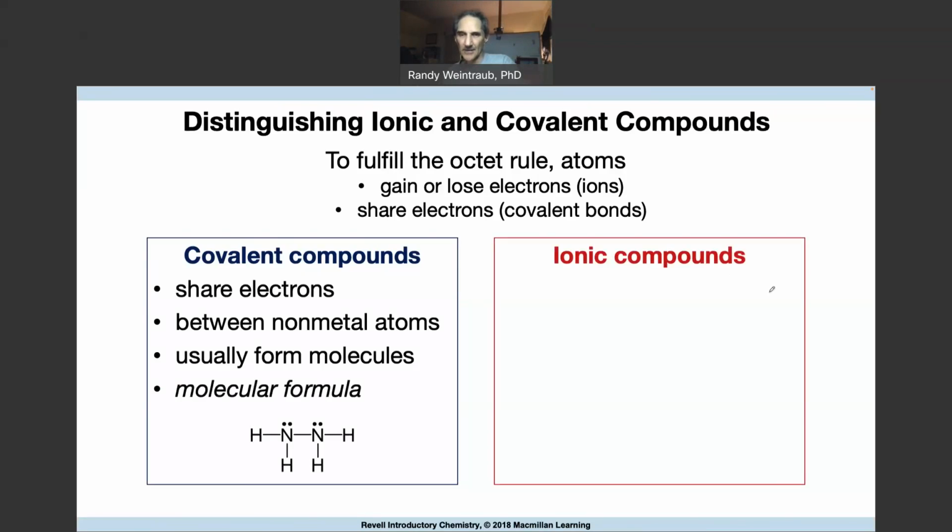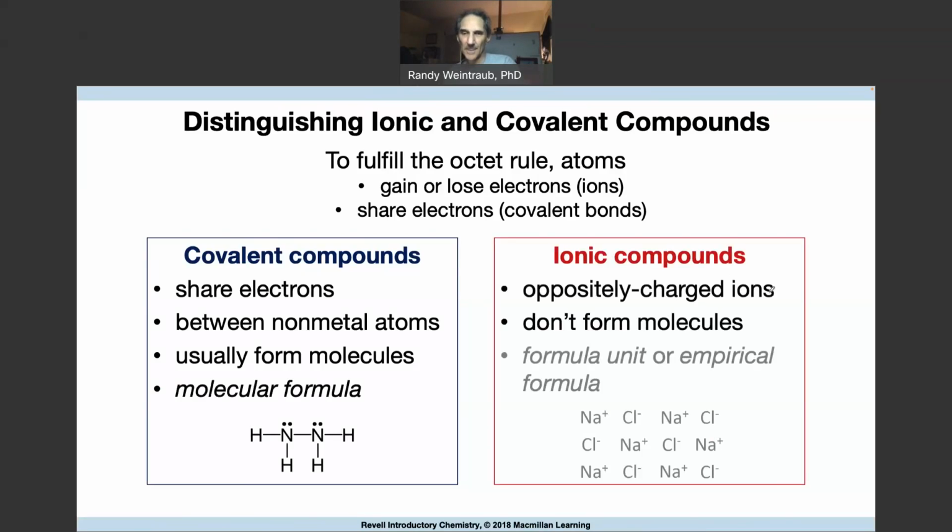Ionic compounds form between oppositely charged ions. They don't form discrete molecules. And we describe ionic compounds by their formula unit or empirical formula. That's the simplest whole number ratio of the cations to the anions in the compound.